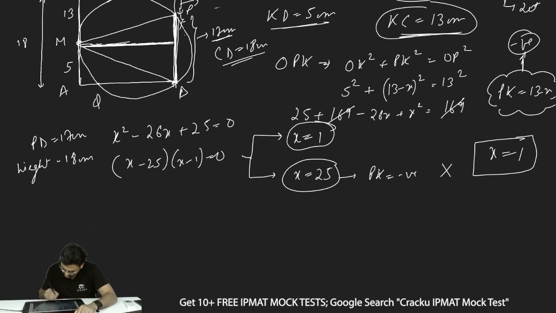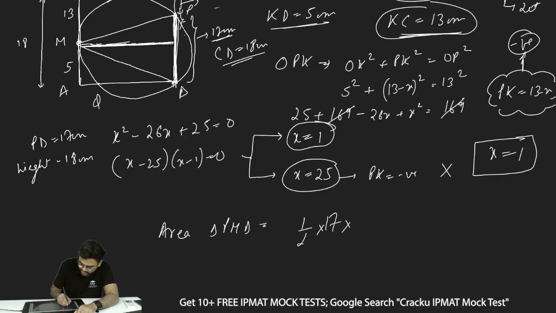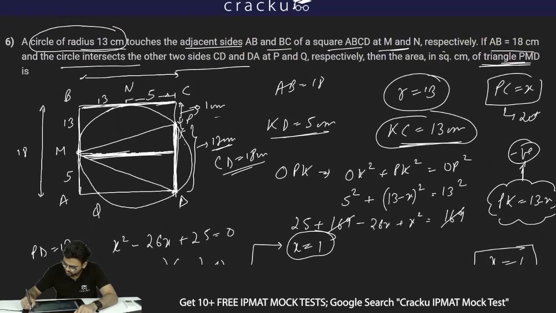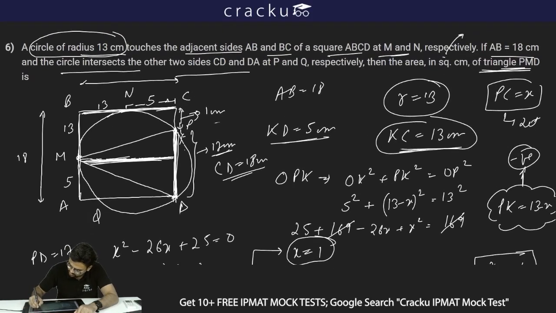Thus, I can say area of triangle PMD is half into base. Base is 17, so half into 17, and height is 18. So half into 17 into 18, which is 17 into 9, which is 153 centimeter square. So area of triangle is 153 centimeter square. Thus, the answer will be 153.